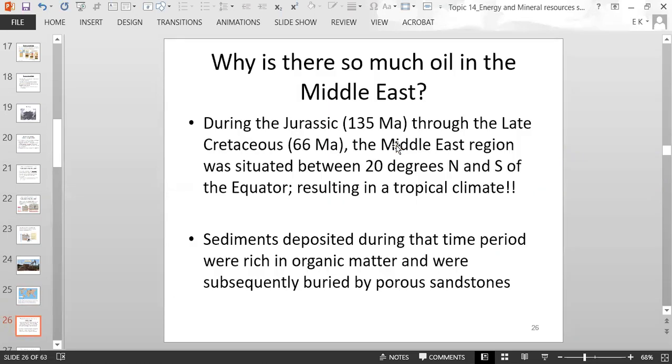So why is there so much oil in the Middle East? During the Jurassic, 135 million years ago, through the late Cretaceous, which is 66 million years ago, the Middle East region was situated between 20 degrees north and 20 degrees south of the equator. So this resulted in a tropical climate.